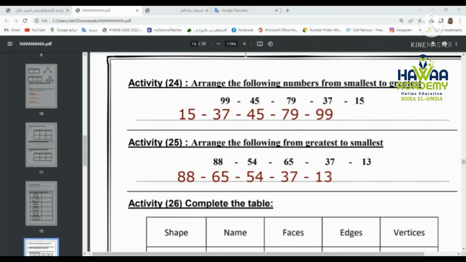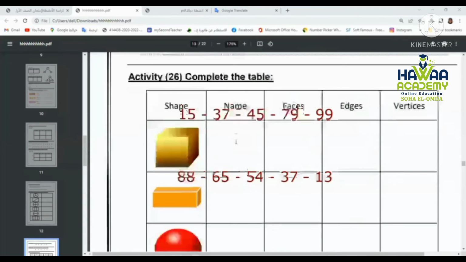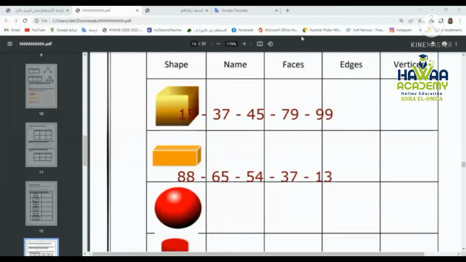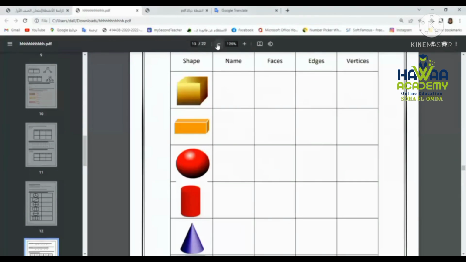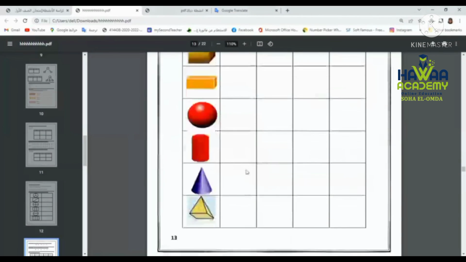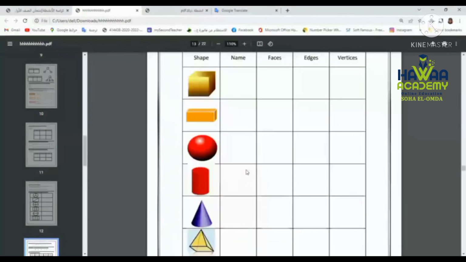Okay, and now let's see the last question. Here, what we're gonna do, we're gonna write the name and the number of faces and the number of edges and the number of vertices. Easy? Yeah, it's super duper easy. Yalla, let's count together and let's see what do we call these shapes. Here, the first one is obviously the cube.